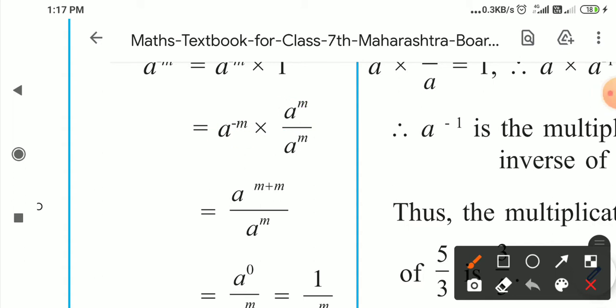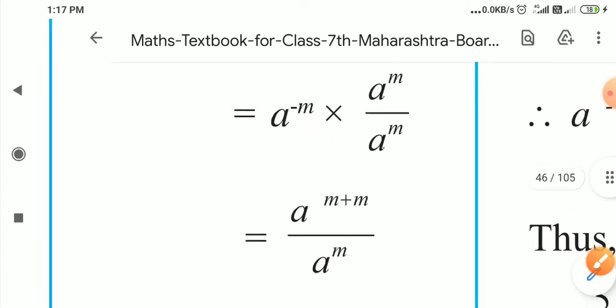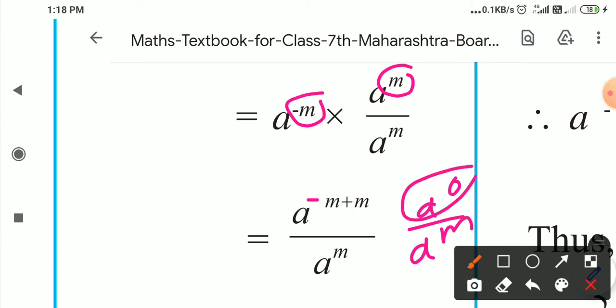So a raised to, see here they made a mistake, there is a printing mistake. Here what we want is a raised to minus m plus m, because here it is minus and this is plus, upon a raised to m. A raised to minus m plus m, answer is 0. So a raised to 0 upon a raised to m. And a raised to 0's value is 1. 1 upon a raised to m is its answer.